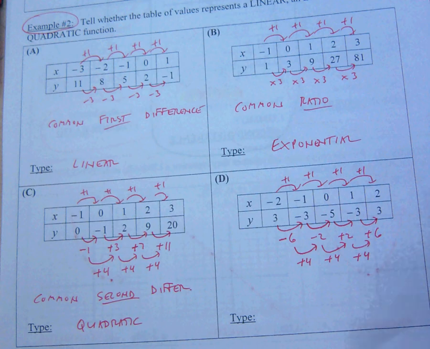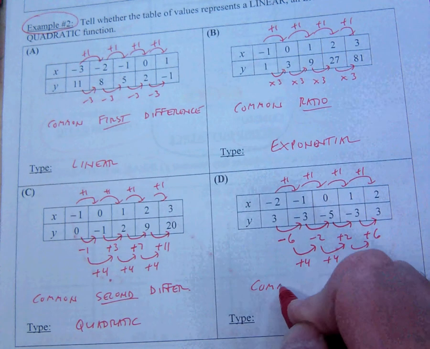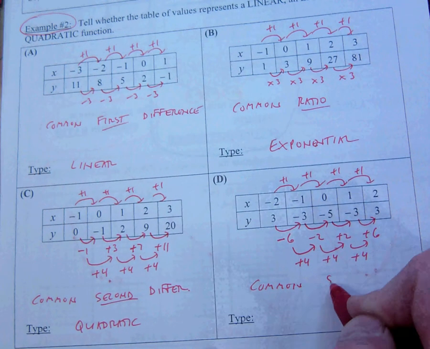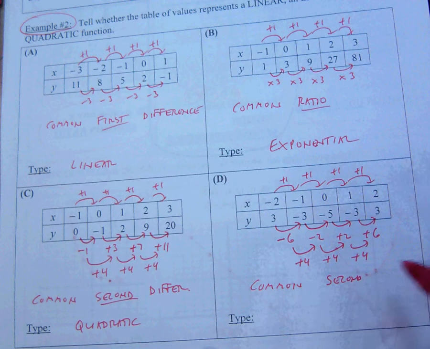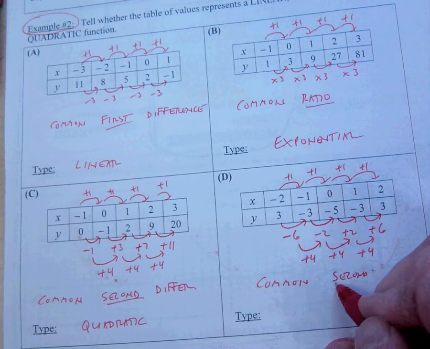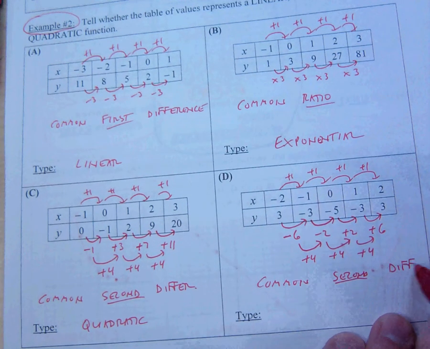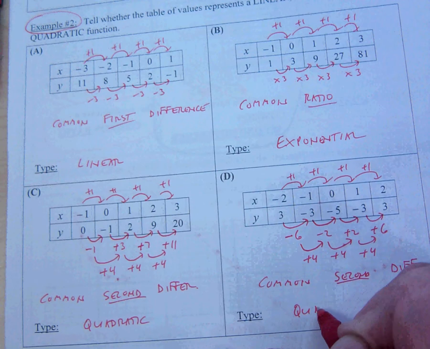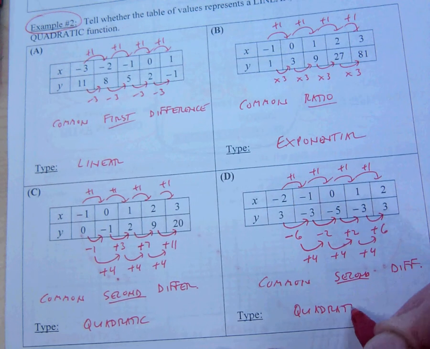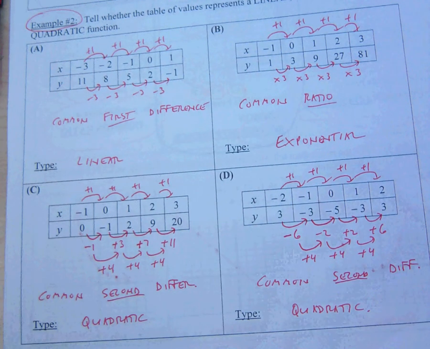So what type is it then? Let me write that down. It's a quadratic. Tommy, what kind? Quadratic. Common second difference again. So it is quadratic. Okay, you guys got it or not? Yeah, I think we got it. Okay, now we're going to take it a step further.